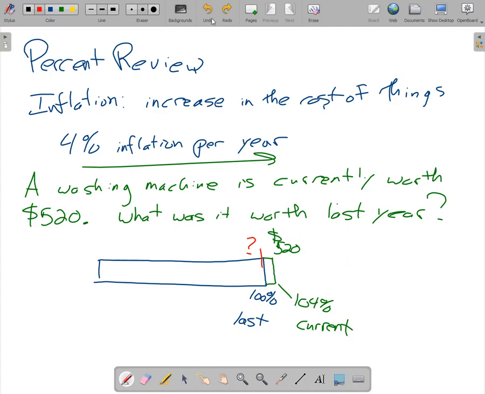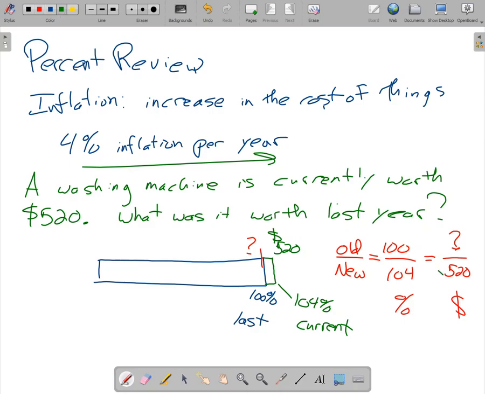I'm going to go old over new. And I'm going to write the percent one first. So the old percent, that'd be last year, that's the 100%. And the new percent is the current, that'd be the 104. Where does the 520 go in the dollar fraction? Top or bottom? New. So it goes in the bottom. So the 520 has to go down here, and then the missing number goes up there. And so now I have a proportion that I can use to solve this.